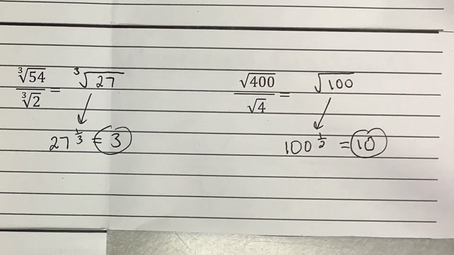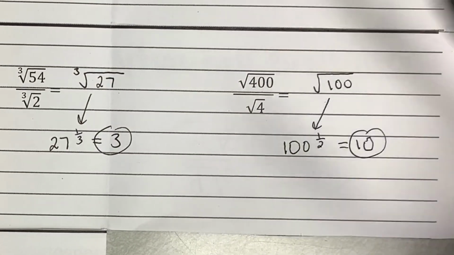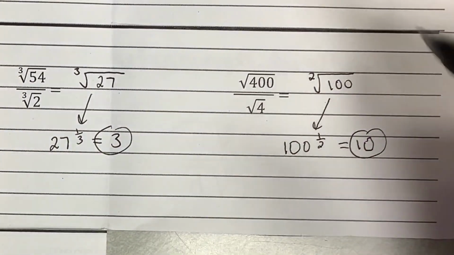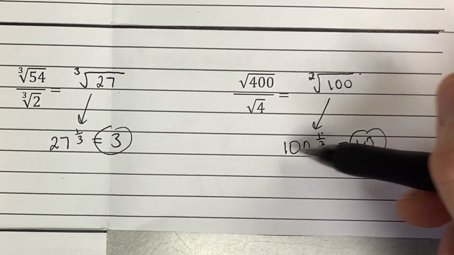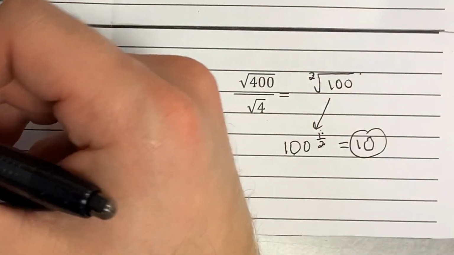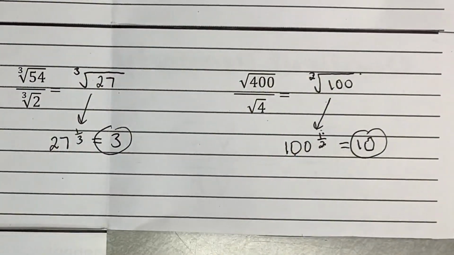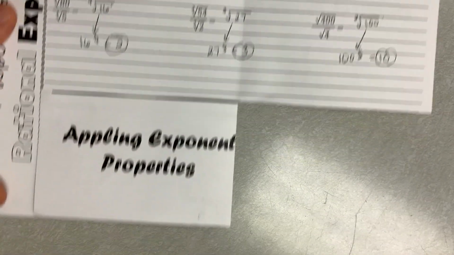Done. This one, 400 divided by 4 is 100. I got my square root sign. It's a square root because the index is 2. If I want to rewrite this again, this is to the first power. That's where the 1 comes from. Index is 2. That's where the 2 comes from. 100 to the 1/2 power, 10. And I'm done. That's it, guys. That simple. Let's jump into our last tab.